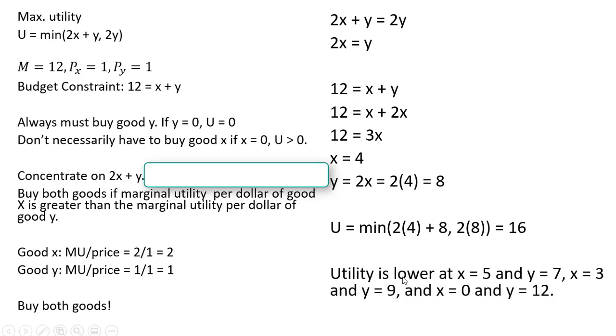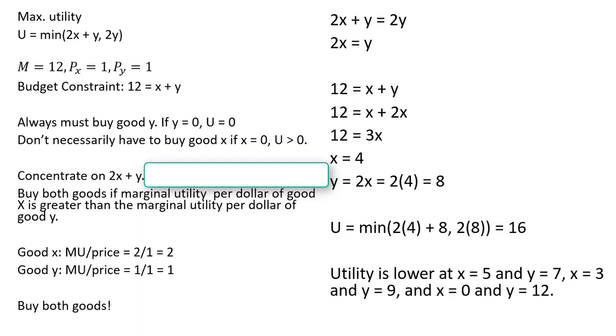You'll note here that utility will be lower at various combinations, such as X equals 5 and Y equals 7. That is on the budget constraint. That also would cost the consumer $12, but it would give a lower level of utility. Also, X equals 3 and Y equals 9. That is also on the budget constraint, but it too would give the consumer a lower level of utility. And also, X equals 0 and Y equals 12, another point on the budget constraint, would give the consumer a lower level of utility.